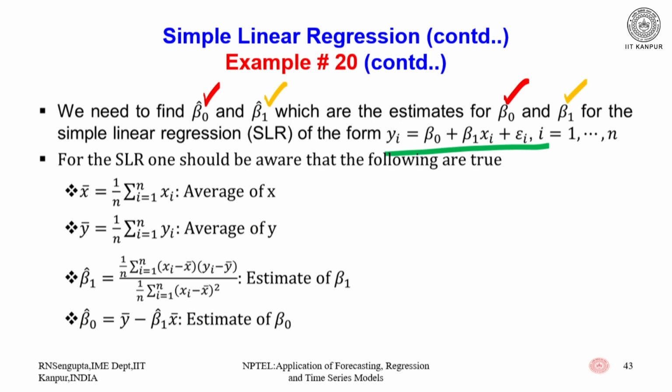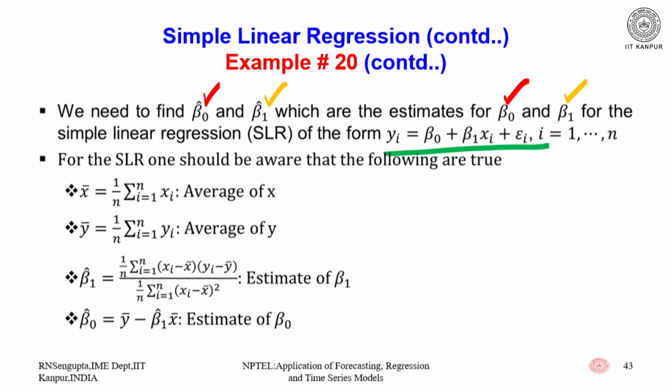Similarly, you will have y 2 is equal to beta naught plus beta 1 times x 2 plus epsilon 2, where epsilon 2 is the error corresponding to the second reading. And finally, you have the fifth reading, which is y 5 is equal to beta naught plus beta 1 times x 5 plus epsilon 5, where epsilon 5 is the error for the fifth term.